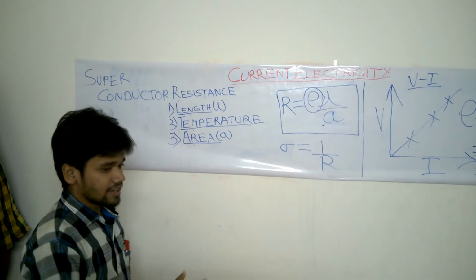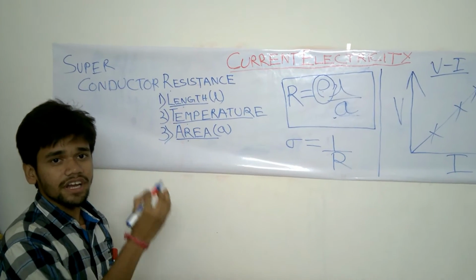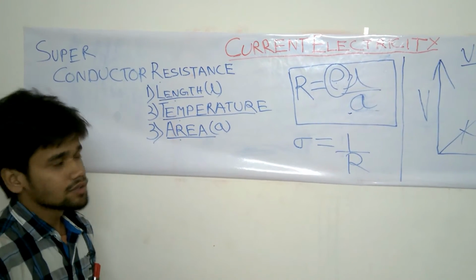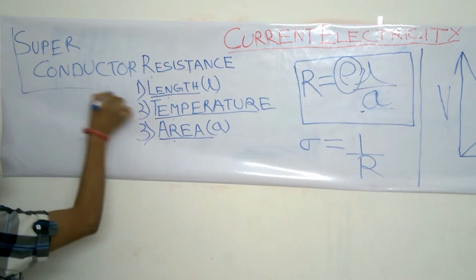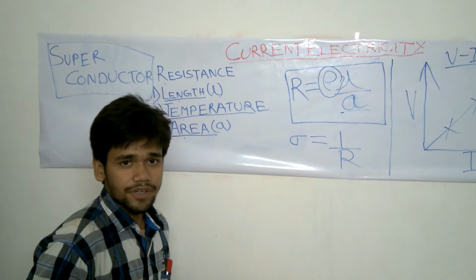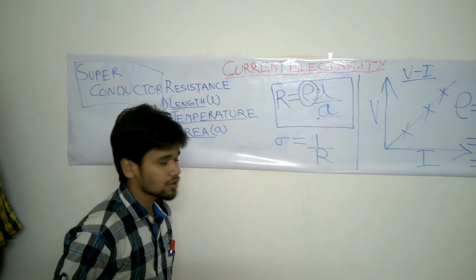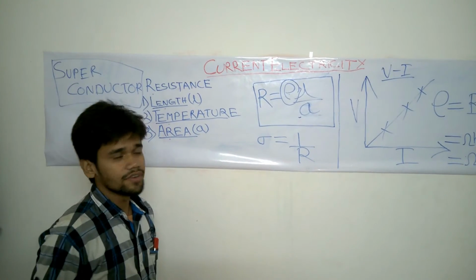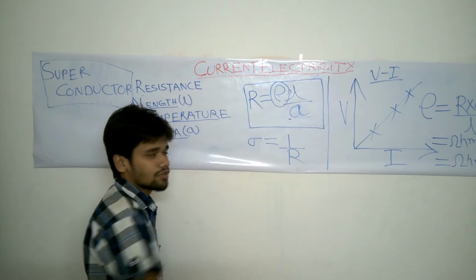Superconductors are basically materials which have almost zero resistivity at very low temperatures. So this is all about superconductors. It's a very small concept. By this I am summing up this chapter, including all those concepts. In my next lecture, we'll discuss some problems related to all these formulas.